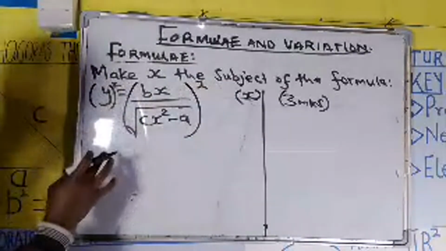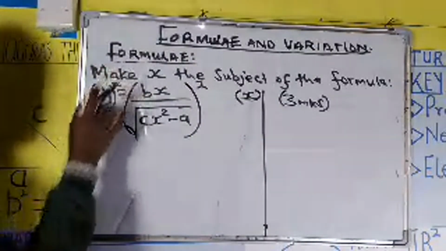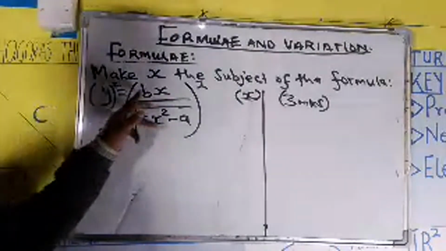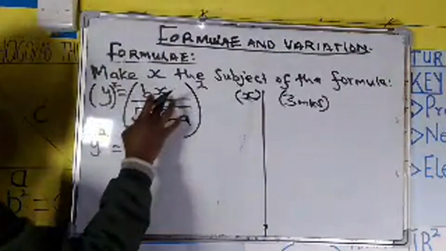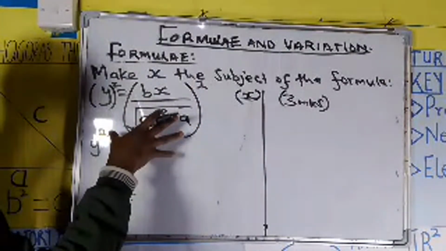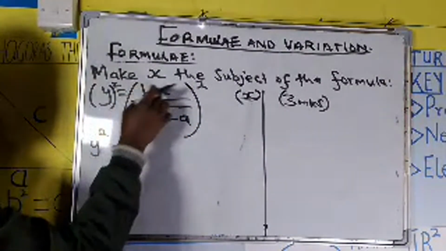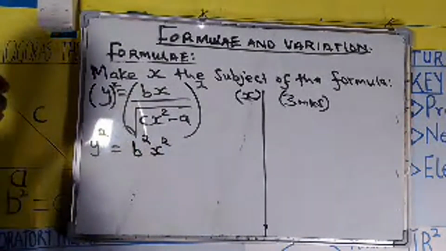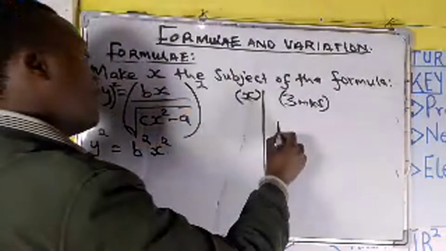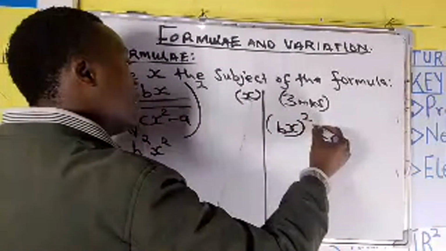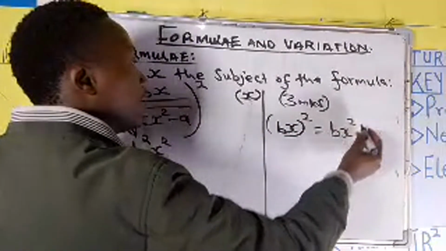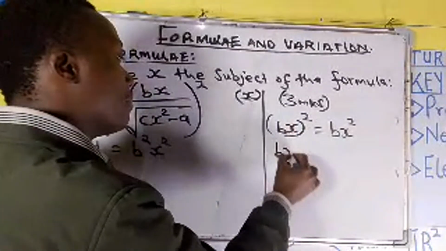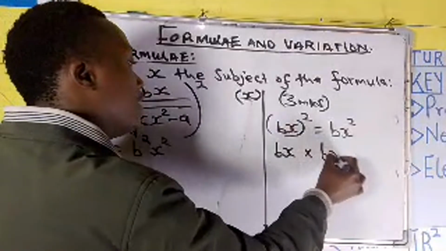So y squared itakuwa y squared is equals to, tukisquare bx hapa inamaanisha tusquare yote, numerator na denominator. So tukisquare bx itakuwa b squared x squared. Hapa wanafunzi wengi huwa wanakosea. Wanakuja wanasema bx squared is equal to bx squared. No. These are two different numbers. This is the same as saying bx times bx.